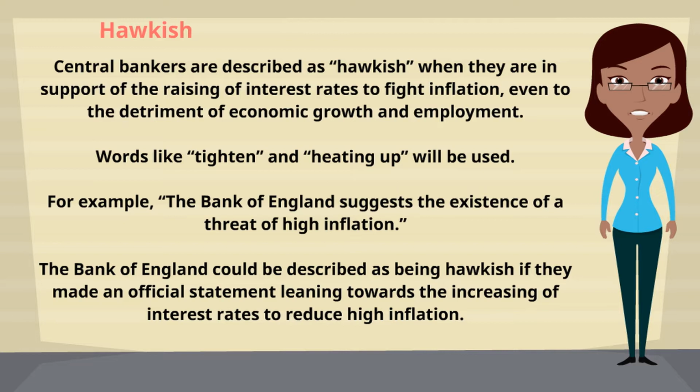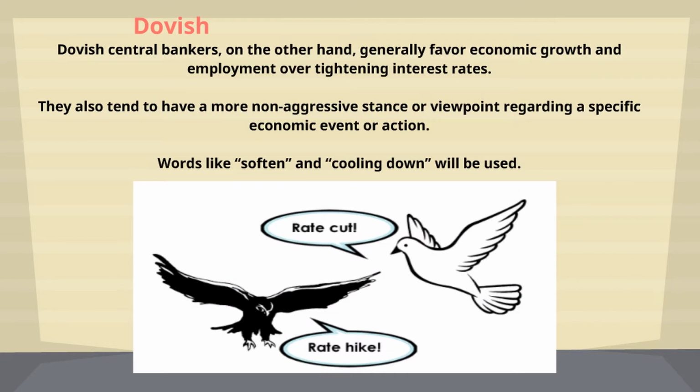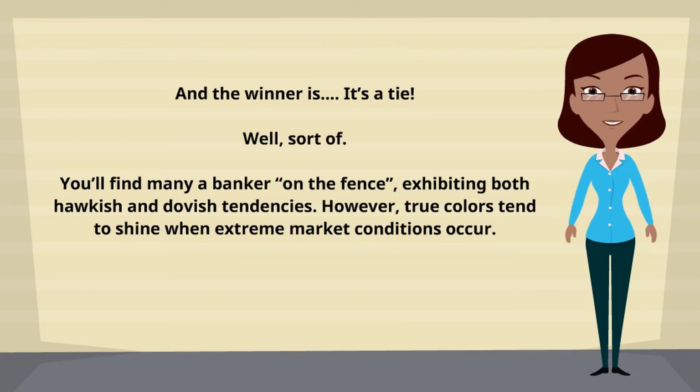Dovish. Dovish central bankers, on the other hand, generally favor economic growth and employment over tightening interest rates. They also tend to have a more non-aggressive stance or viewpoint regarding a specific economic event or action. Words like soften and cooling down will be used. And the winner is? It's a tie. Well, sort of. You'll find many a banker on the fence, exhibiting both hawkish and dovish tendencies. However, true colors tend to shine when extreme market conditions occur.